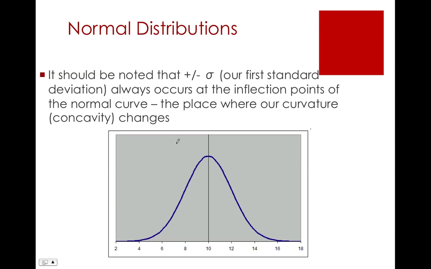Another property of the normal curve is that our first standard deviation always occurs at the inflection points of our normal curve. Now, if you're someone who has taken calculus already, then you know what an inflection point is. But for those of you who haven't taken calculus, I'm going to give you a quick little lesson. An inflection point is where our curvature or concavity changes. Curves can be classified as either concave up, I say up like a cup, or concave down, I say down like a frown. Up like a cup, down like a frown.